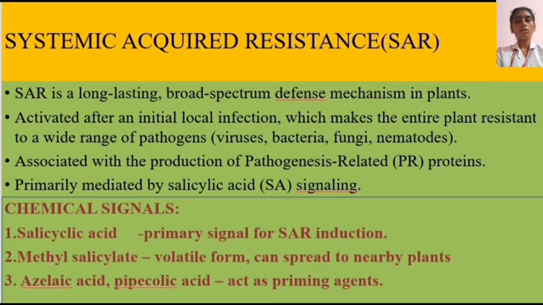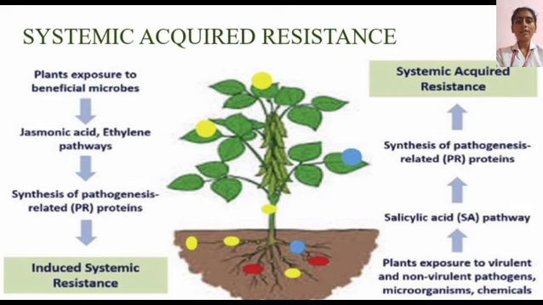Systemic acquired resistance, SAR. It is a long-lasting, broad-spectrum defense mechanism that is activated in the entire plant after a localized infection or stress. It provides resistance against multiple pathogens, and it is similar to vaccination in humans but without antibodies. It is mediated by chemical signals like salicylic acid, methyl salicylate, azelaic acid and pipecolic acid.